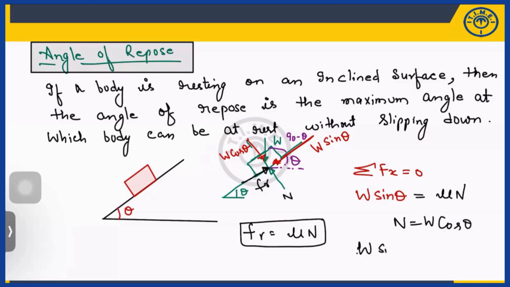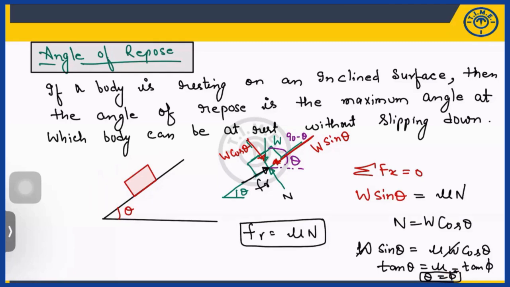So can I write W sin theta is equal to mu times W cos theta. This W will cancel out. Tan theta is equal to mu only. And what is the value of mu? You already know that it is tan phi. That means theta is equal to phi. So this is the maximum angle at which this block will not slip down. So the angle of repose is nothing but phi, you can calculate the phi value also. Just equate this, then you will get the angle of repose.